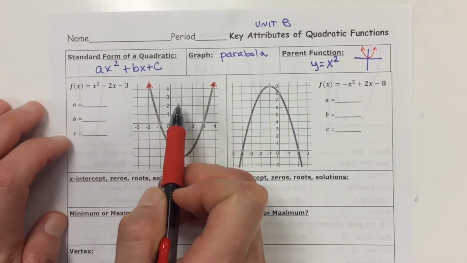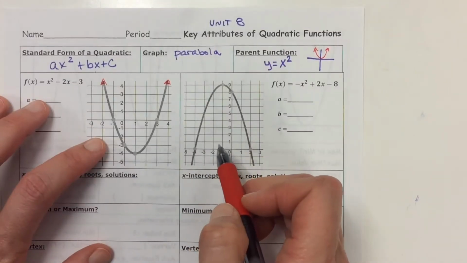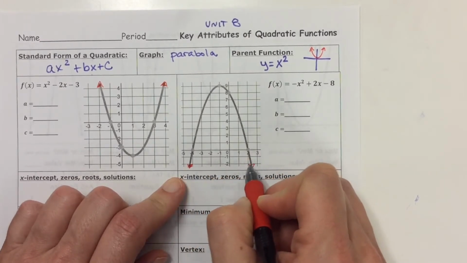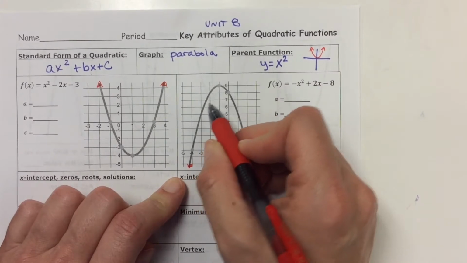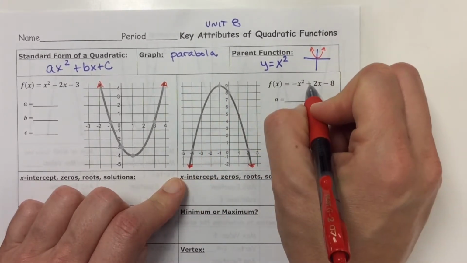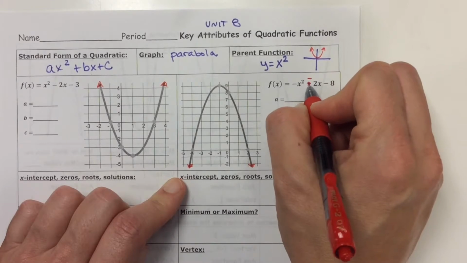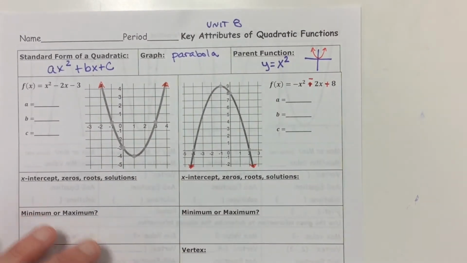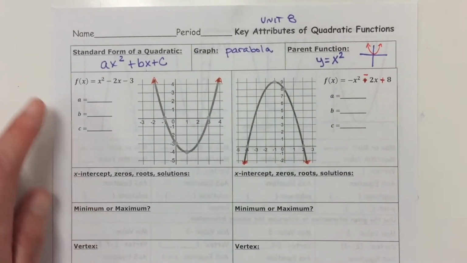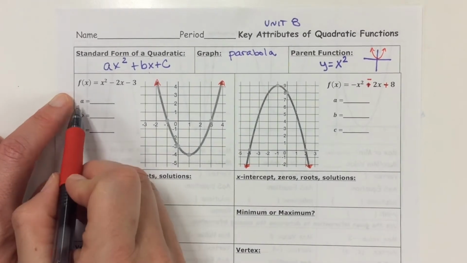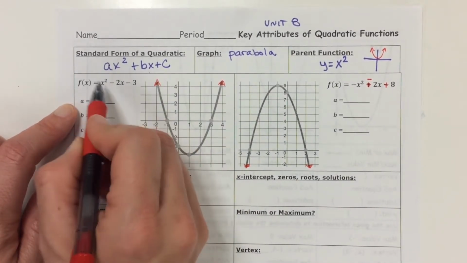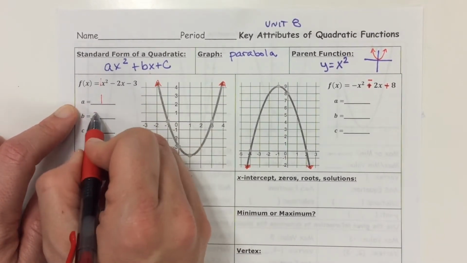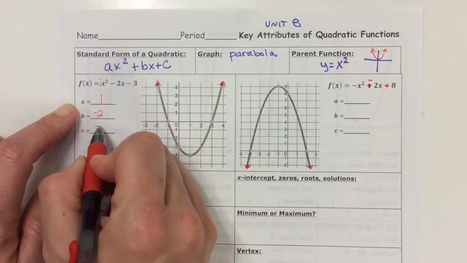So this equation matches this graph, and I need to go ahead and admit my mistake here. This graph, yes, has arrows right here, but the mistake is that this graph actually matches the equation x squared minus 2x minus 3. Forgive me for that. All right, let's go back over here. The a value of an equation is always in front of the x squared. So the a value is 1, the b value is negative 2, and the c value is negative 3.